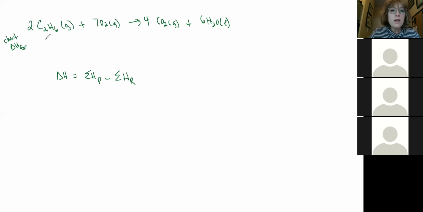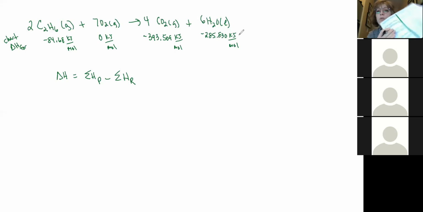And that was negative 84.68 kilojoules per mole. Water is still 0 kilojoules per mole. Carbon dioxide gas is also in that first column, negative 393.509 kilojoules per mole. And then liquid water is in the second column on that green chart, and it's negative 285.830 kilojoules per mole. All right, do you guys understand where all these values are coming from here?